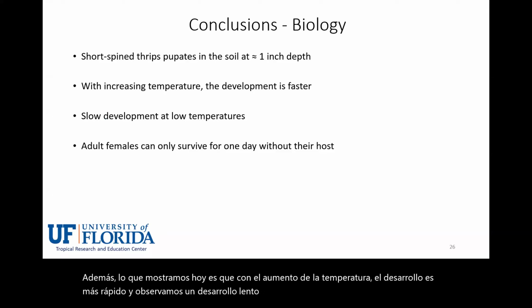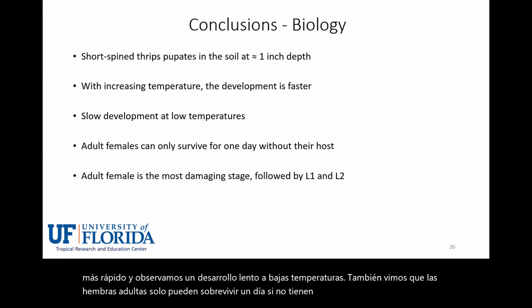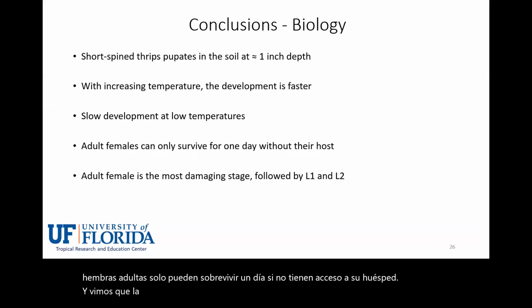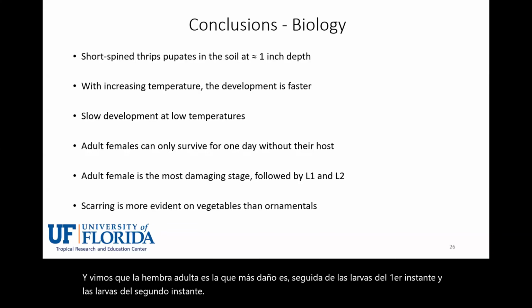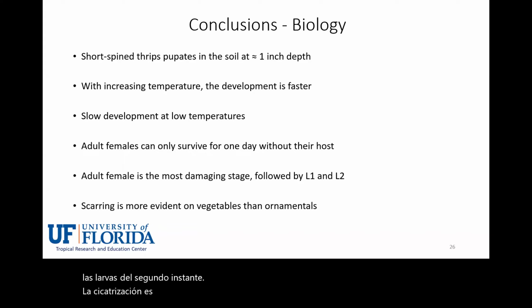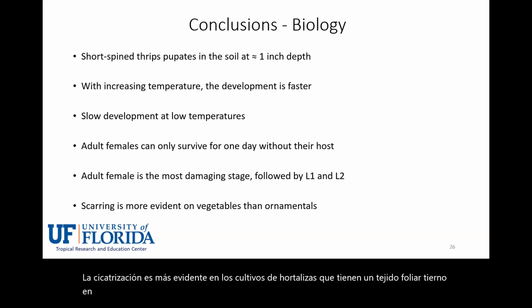We also saw that adult females can only survive for 1 day if they do not have access to their host. And we saw that the adult female is the most damaging stage, followed by the first instar larvae and the second instar larvae. Scarring is more evident on vegetable crops that have a tender leaf tissue in comparison to ornamental crops like gardenia and hibiscus, where the leaves are a little bit harder and they have wax.